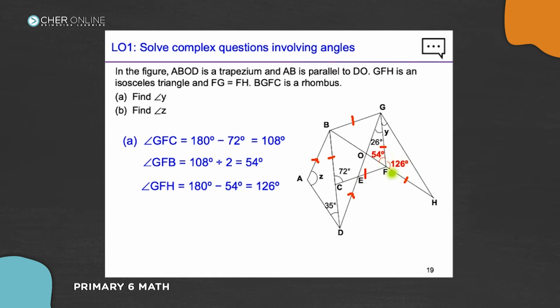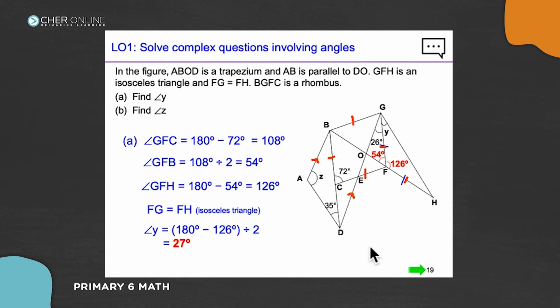This is our aim, right? Once we have this, make use of the isosceles triangle, and then we can find angle Y. So FG equals FH. So to find the bottom angle, just take 180 degrees minus 126 degrees, divided by 2. That gives you your part A answer, 27 degrees.